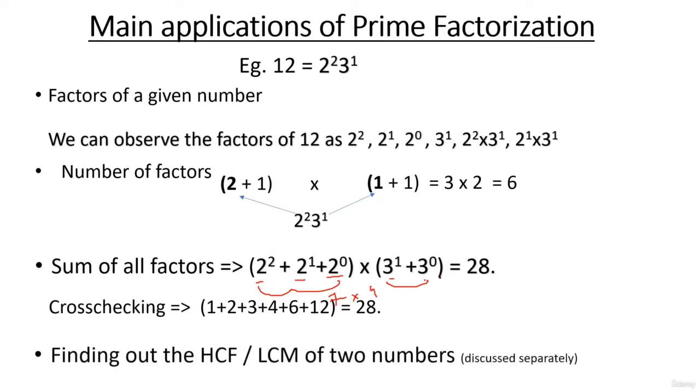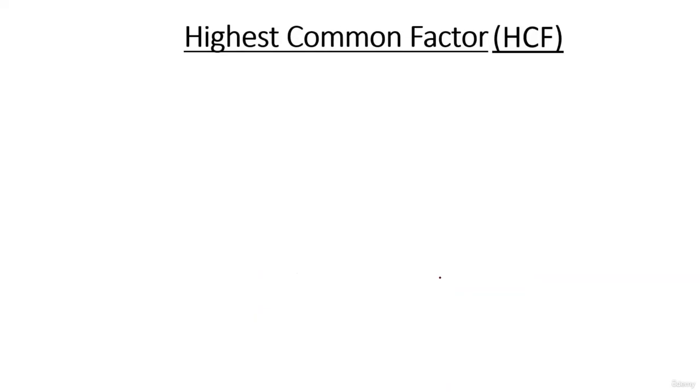Okay, and the last part here and the most important of these is to find out the least common multiple LCM or the highest common factor HCF. This we'll discuss now separately. Okay, so let's first understand the concept of highest common factor. हमने 12 के बारे में देखा, 2 square 3 raised to 1 prime factorized form. Okay, for the number 18 the prime factorized form is 2 raised to 1 3 square.